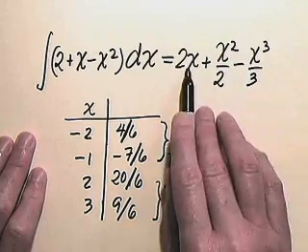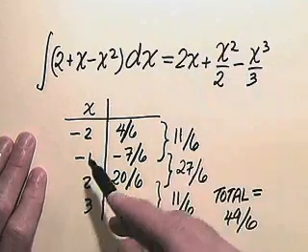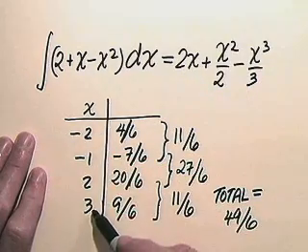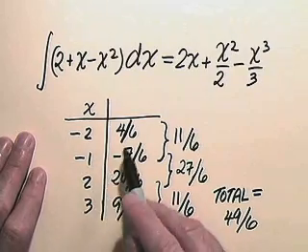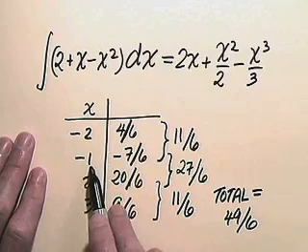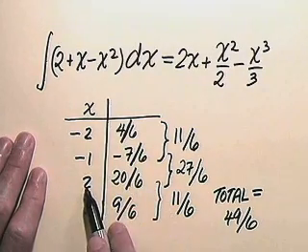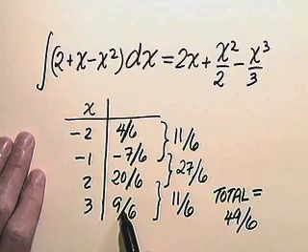And so what we're needing to do is to compute the values of that antiderivative at the left endpoint -2, the right endpoint 3, and at those intermediate breakpoints, in this case -1 and 2. And so we get at -2, the value is 4/6. At -1, the value is -7/6. At 2, the value is 26. At 3, the value is 9/6.